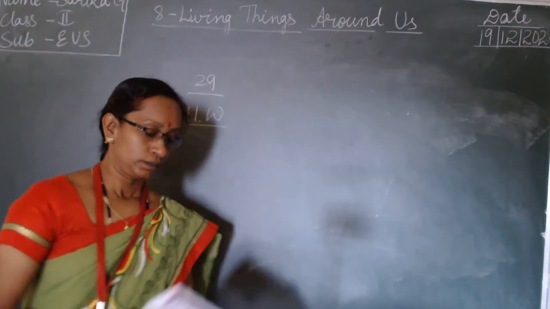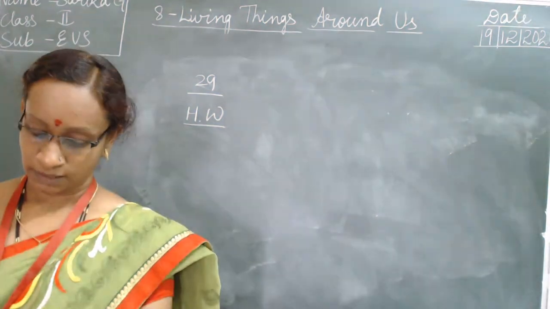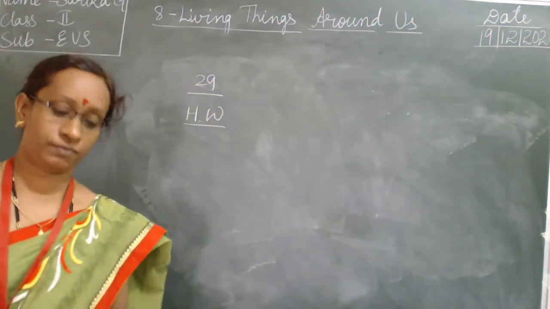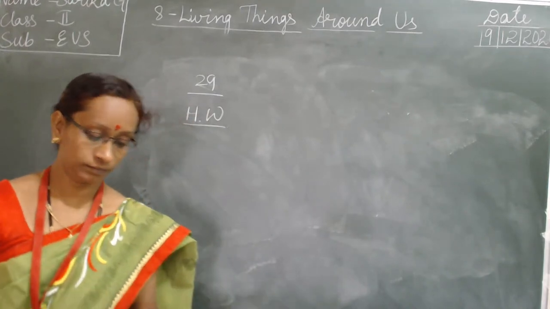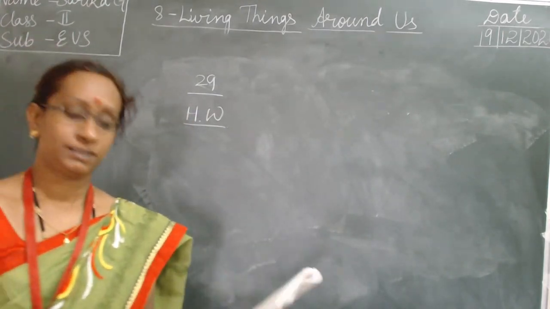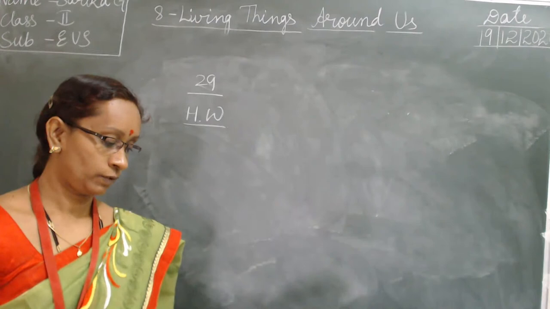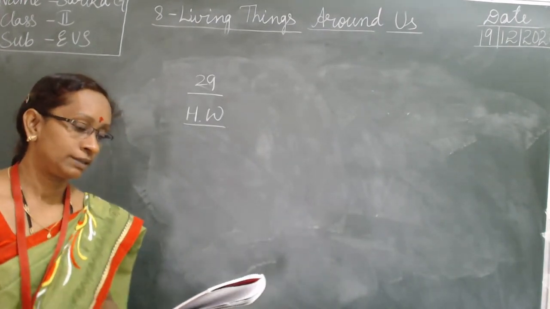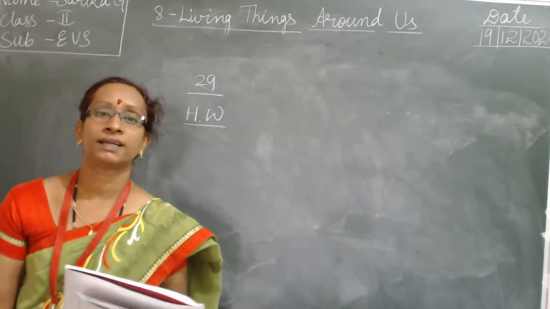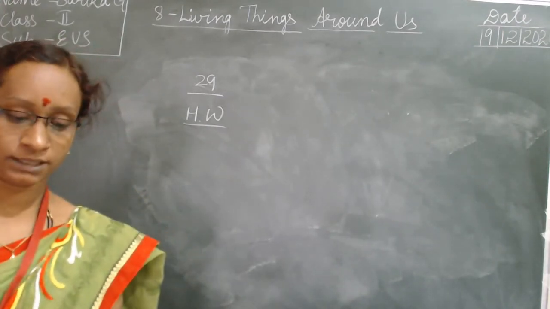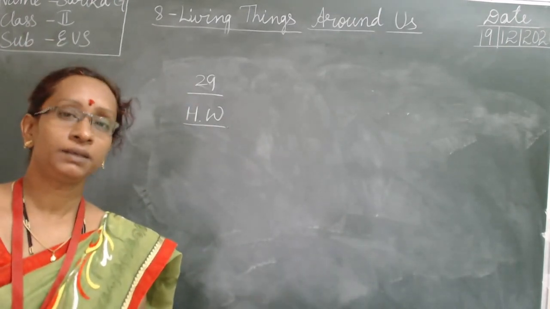Yes, what have you learned in today's class? Many types of plants are there, for example mango, neem, paddy, tulsi. Parts of the plants: root, flower, leaves, stem. The flower makes fruits and seeds. The leaves help the plant to prepare its own food. The stem supports the plant and carries food and water to all parts of the plant.